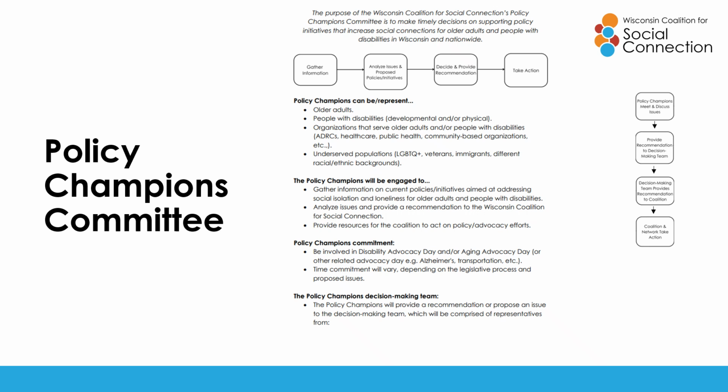Earlier this year, the Policy Champions Committee recommended that the Wisconsin Coalition for Social Connection sign on to the Protect Medicaid letter circulating in the state. The Policy Champions Committee saw the changes proposed for Medicaid as having a significantly negative impact on the lives of older adults and people living with disabilities, as cuts to the programs they rely on for essential care and daily needs could be eliminated or restricted, making it difficult, if not impossible, for them to stay living in their own homes and connected to their communities.